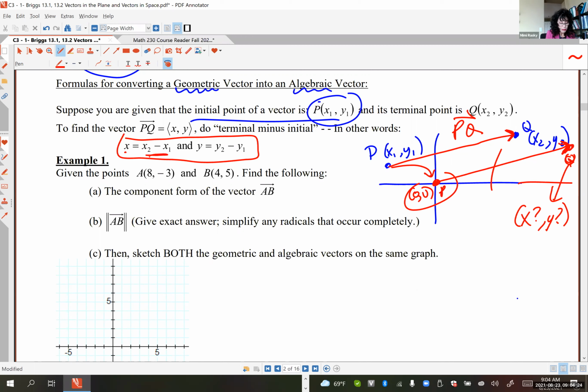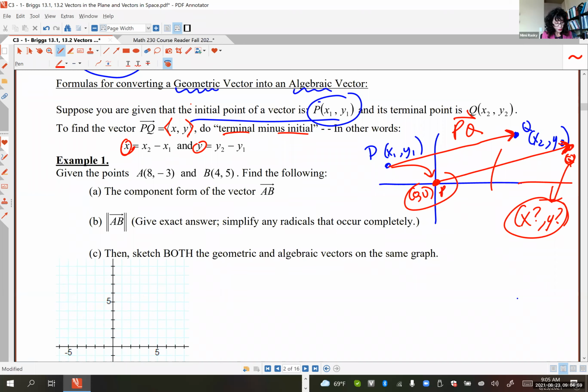Okay, X can be found by taking the difference of the X coordinates of P and Q, and order matters. You want to do terminal minus initial. So the terminal X coordinate minus the initial, and then the new Y coordinate is terminal minus initial. Now the vector PQ, if you're going to denote it in component form, you use these angular brackets, and the X and Y, which you just found with these formulas, which are the same new coordinates of Q, are the scalar components of PQ.